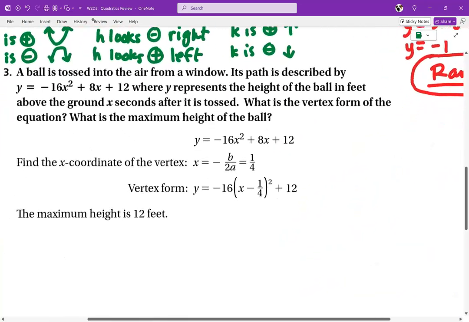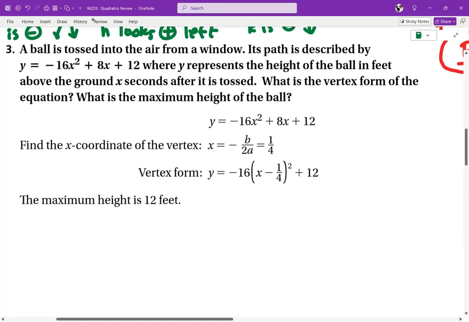All right, let's see this one right here. It says a ball is tossed in the air from a window. Its path is described by that equation where y represents the height of the ball in feet above the ground, x seconds after it is tossed. What is the vertex form of the equation? What is the maximum height of the ball?